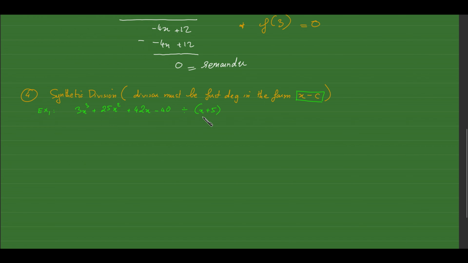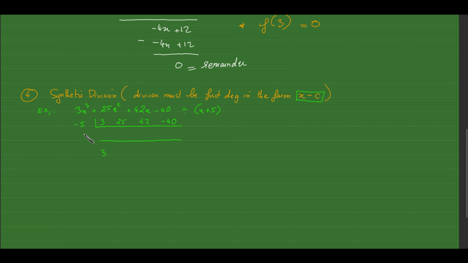You recognize the c over here is minus 5. So that is how we're going to set up. We're going to set up minus 5, and we're going to put all the coefficients of the dividend polynomial. So it will be 3, 25 here, 42 here, and negative 40 here. That is the first step for synthetic division. Then you draw the line like this, then you drop down the number 3. You always drop the lead coefficient here.